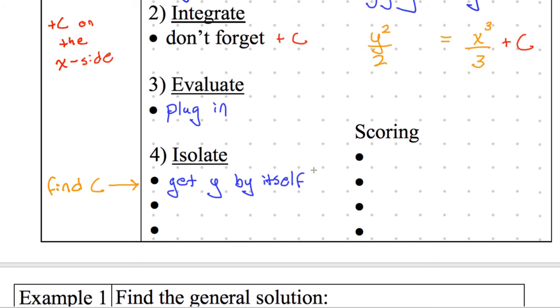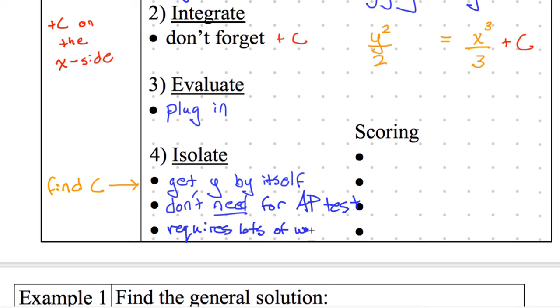So isolate. You don't actually need to know this. Don't need for the AP test. But why don't you need it, Mr. Snell? Well, it's because of that thing that we talked about at the very beginning. It requires a lot of work for little points. The ratio of work to points is so far off the charts that it's sometimes not worth learning.